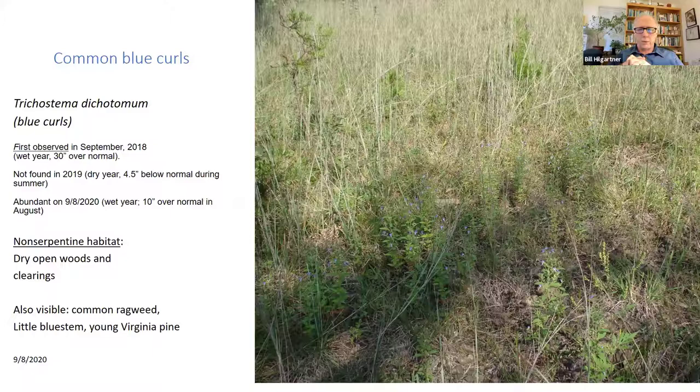Where there were a handful of flowers. And I noticed at that time, I've since looked back and saw that that particular summer, that particular year, was incredibly wet. I don't know if it's the wettest year or the second or third wettest year ever recorded, but 30 inches of rain over normal.